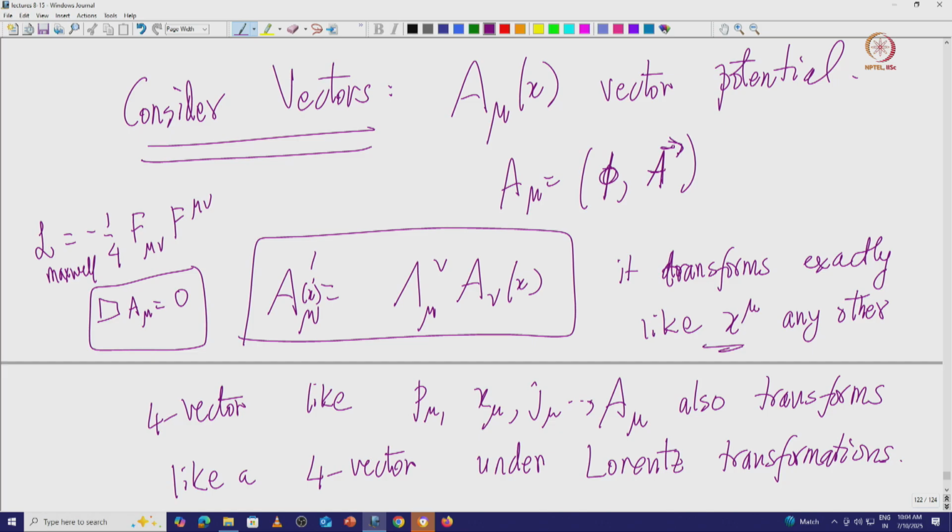Okay. Now it is also easy to show that this A mu is not an invariant quantity, but it transforms like a vector. Okay, it transforms like a vector under Lorentz transformations, essentially like p mu, x mu, j mu, etc.